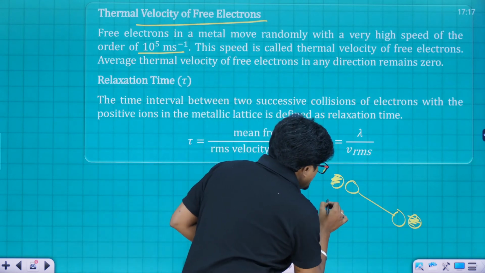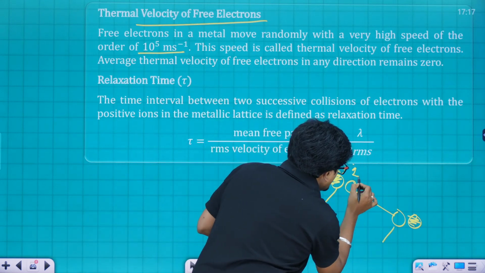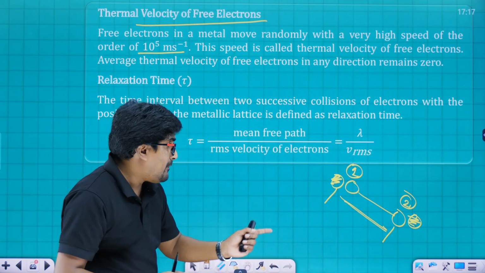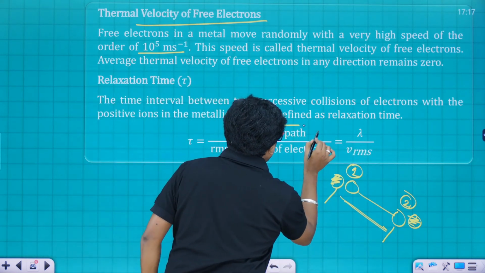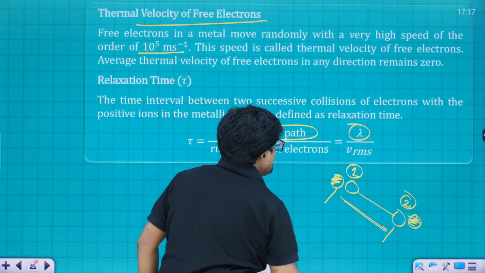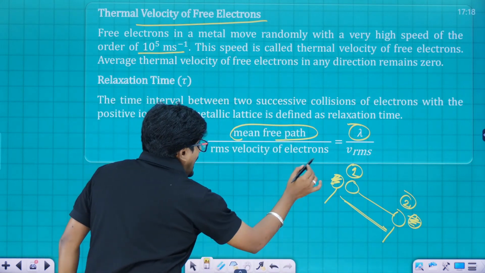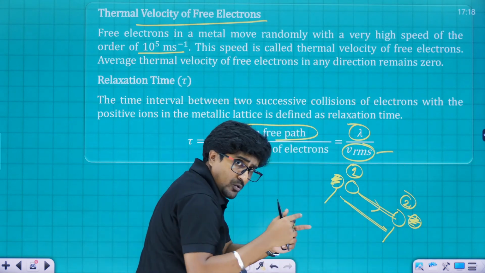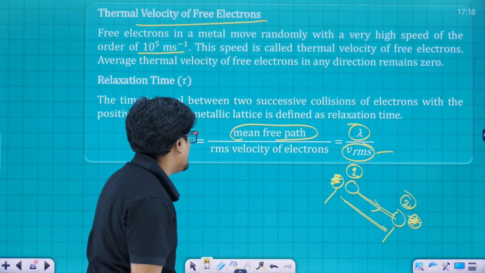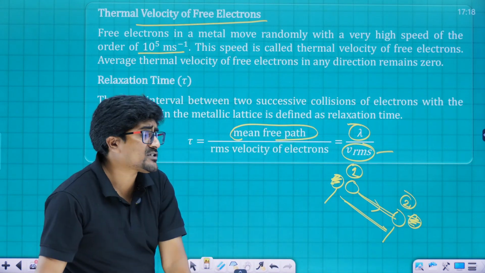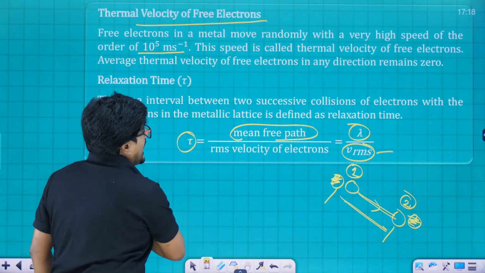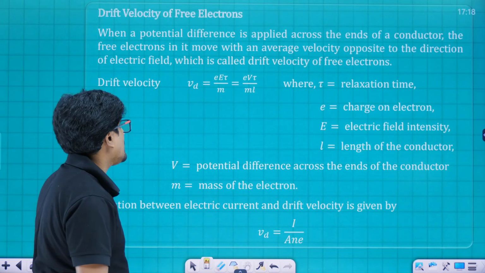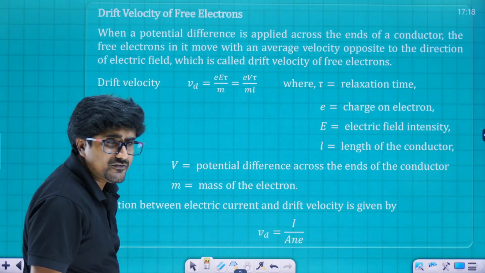So if this is considered as two successive collisions, then this particular distance traveled by the free electron is known as the mean free path, and that is represented by the letter lambda. And if the RMS speed, I mean the average speed, that is termed as root mean square speed, is marked as VRMS, then the time gap between two successive collisions is known as the relaxation time. That relaxation time is going to be lambda divided by VRMS.